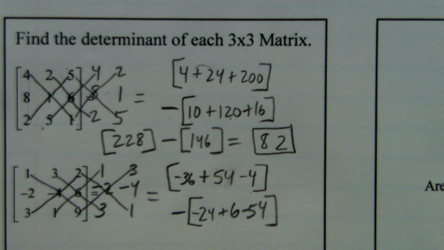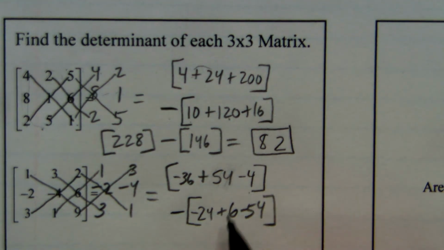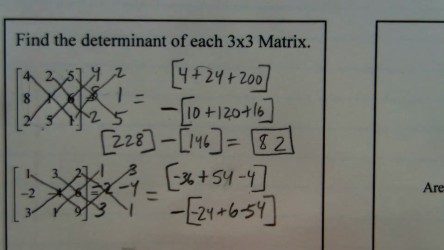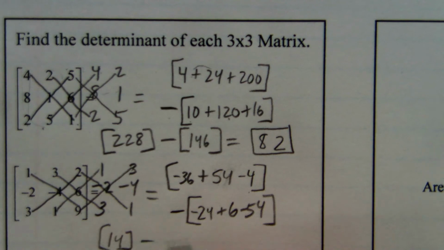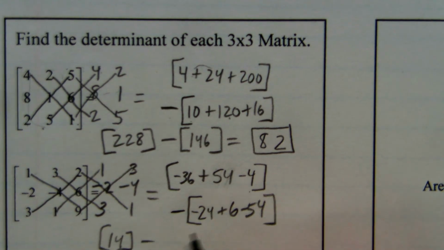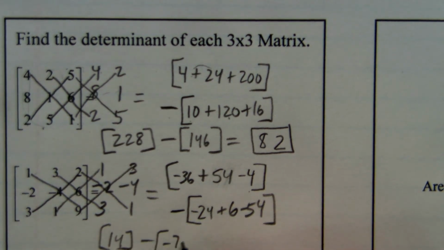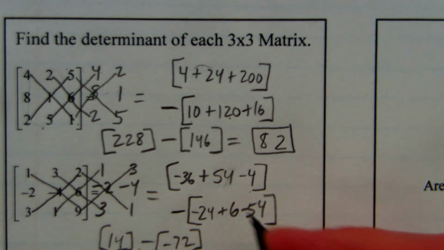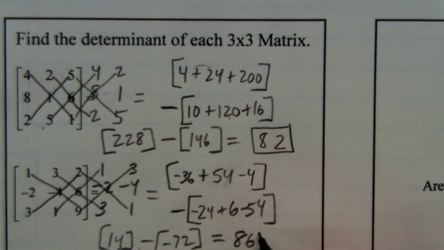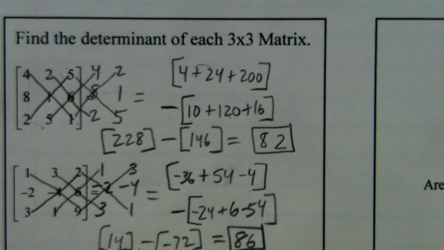All right, so this one comes out, the first number comes out 14. And then if I do what's in this bracket, it comes out negative 72. So 14 minus negative 72 is 14 plus 72, and that is 86.